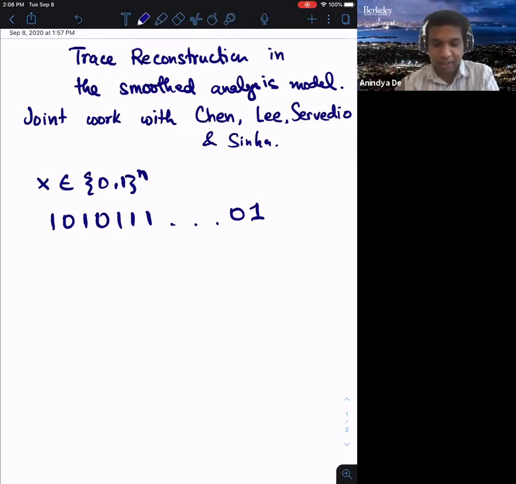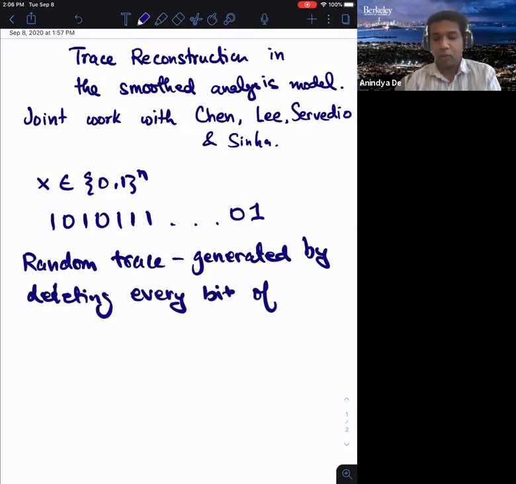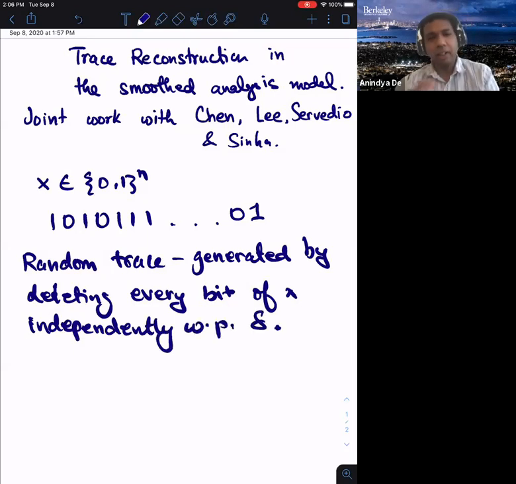So what is a random trace? A random trace of X is generated by deleting every bit of X independently with probability P. Okay, let's say probability delta actually. So fix some delta. Think of some delta, let's say 0.5.